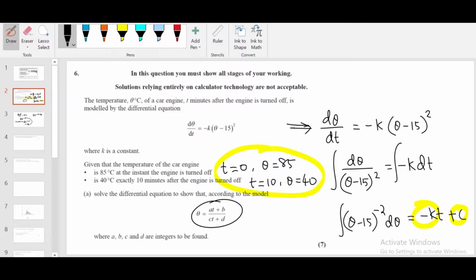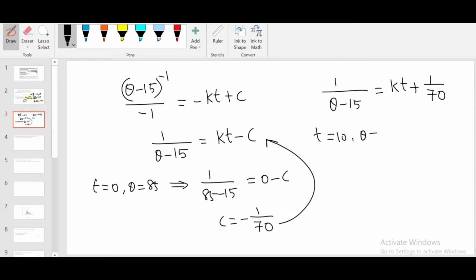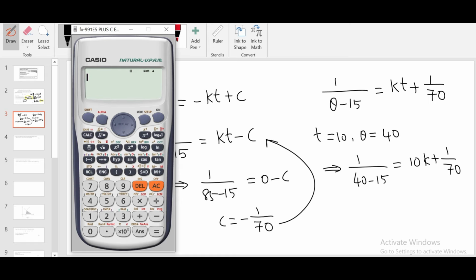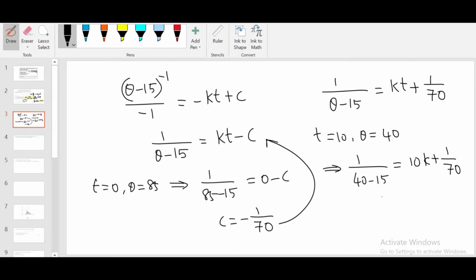Now let's take the second condition. t is 10, theta is 40. Sub in here: 1 over 40 minus 15 is equal to 10k plus 1 over 70. Bring the 1 over 70 this side. You already have 1 over 25, so it's 1 over 25 minus 1 over 70. And then we need to divide by 10 to get k. So k is going to be 9 over 3500.